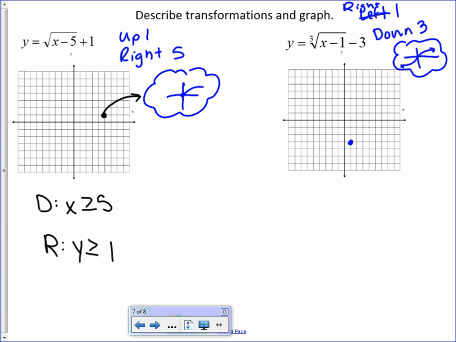So this point right here that I've graphed, that's the bend. That's where it changes. This side curves up, left side curves down. So the point that I moved is the bend of the graph.